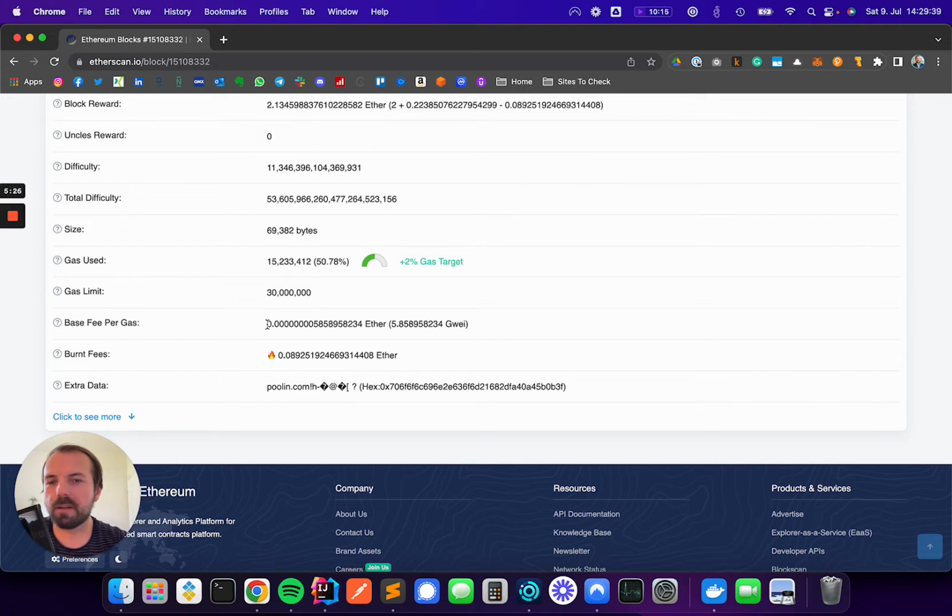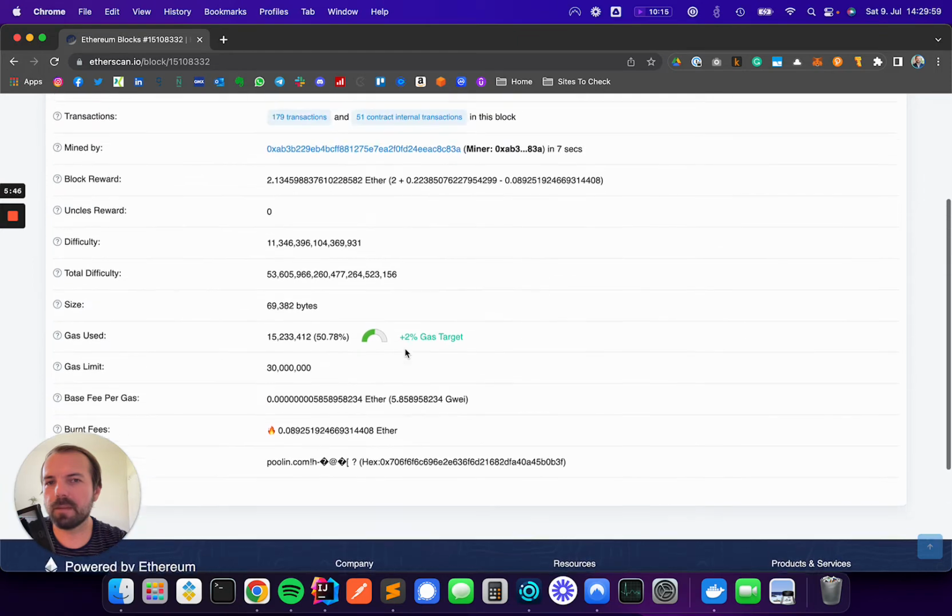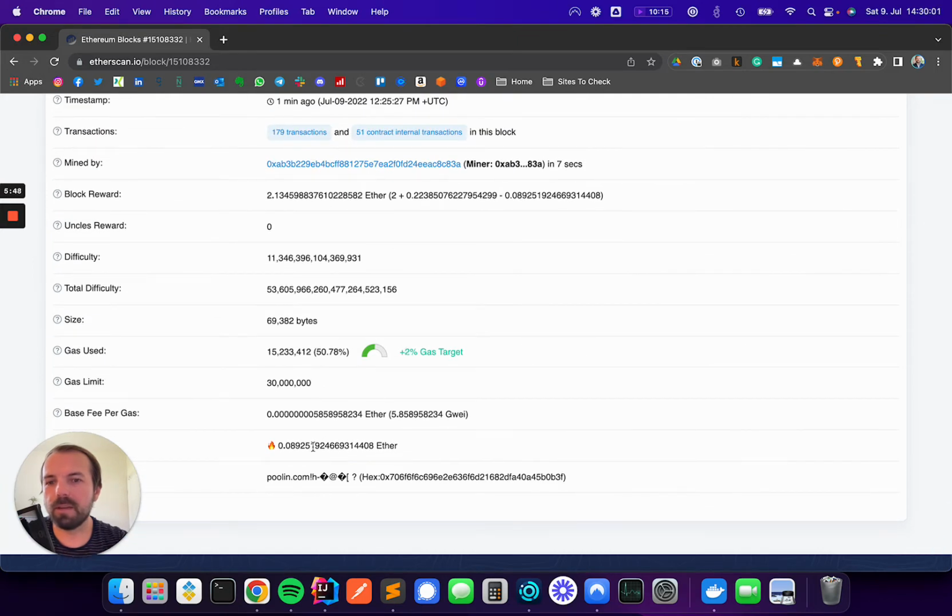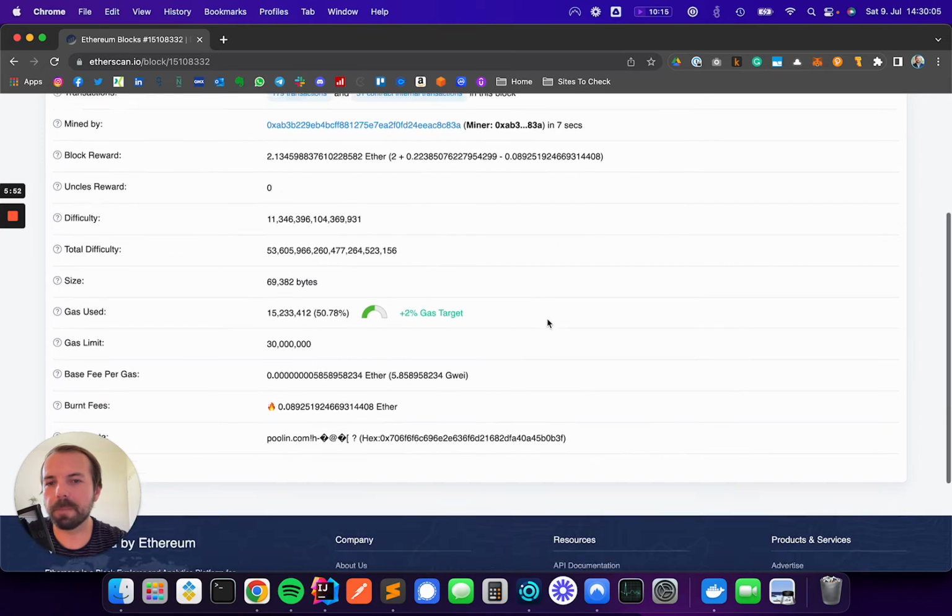This is the standard where Ethereum became slightly deflationary. So this is the gas, the base fee per gas. This is the amount that is getting burned, and this is then the total ether that is getting burned. So 0.089 ETH were getting burned here with this transaction, and you see that, with this block, and you see this number is exactly the same as this number above here.